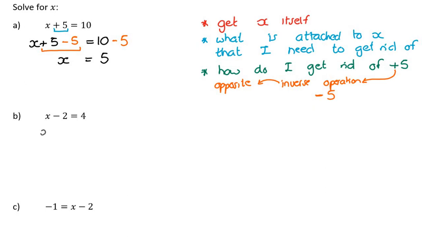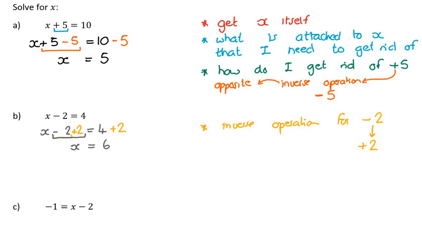So the first way is how I encourage my grade 8s to do it. I encourage my grade 8s to go, well, what's attached to x that you need to get rid of? I need to get rid of subtracting 2. So what is the opposite of subtracting 2? As in, what's the inverse operation for subtracting 2? And I think all of us know that the opposite of subtracting 2 would be adding 2. So I'm going to add 2 to one side, but the golden rule of the equation says what you do to one side, you do to the other side. So I add 2 to both sides. So what happens here is my minus 2 plus 2 disappears, so I'm left with x, and I get 6.